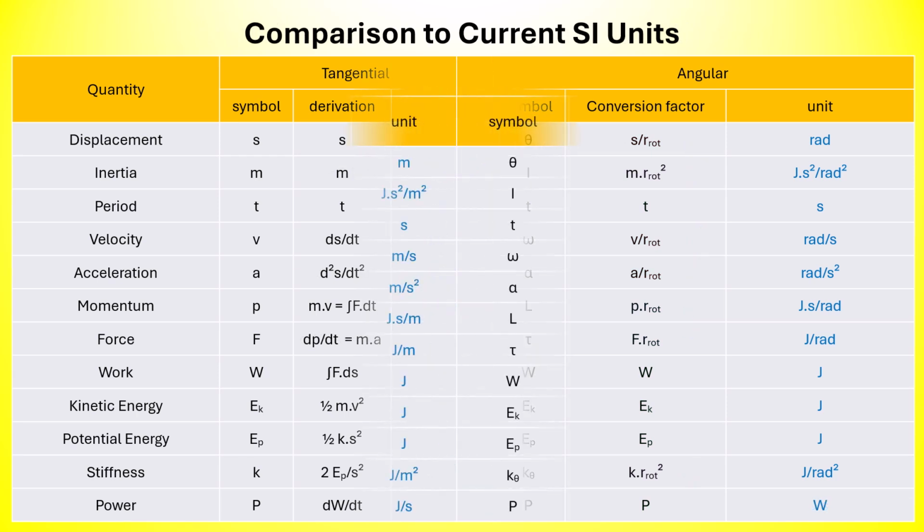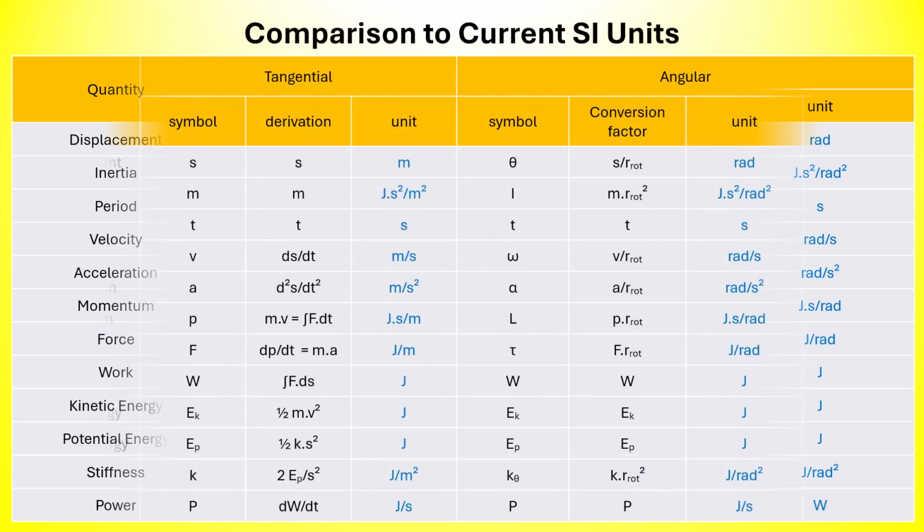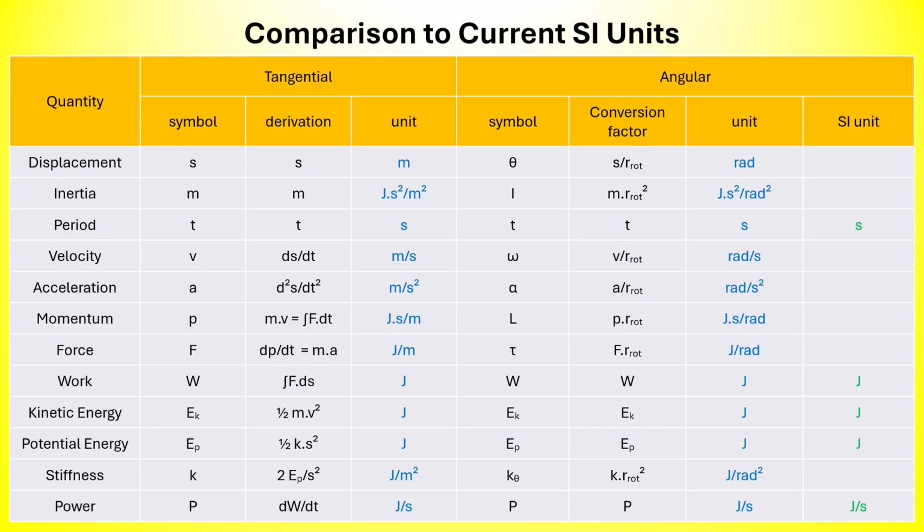Let's compare the angular units we have derived with current SI units. For quantities where the angular and tangential units are the same, SI units are also the same. They are period, work, energy, and power. When the units of our derived angular quantities have radian as the numerator, like displacement, velocity, and acceleration, they are the same as SI units. When the radian appears as denominator, like momentum and force, it's discarded from SI units.